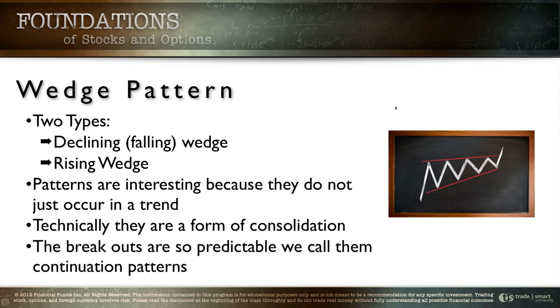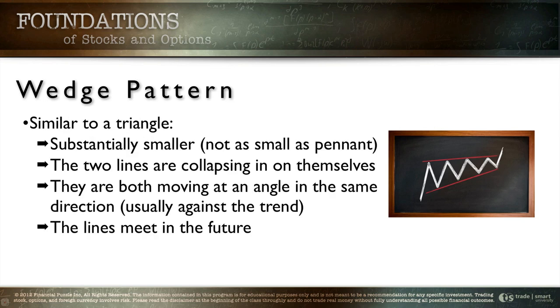So they're kind of interesting again because the locations are kind of all over the place. Technically, they are a form of consolidation. And the breakouts are so predictable that we tend to call them continuation patterns. We call them continuations really because we don't know what else to call them. They're not consolidations. They're not reversals. Depending on their location, though, they can act as any of the patterns. So it's kind of a funky classification here. I always wrap them in with continuation patterns.